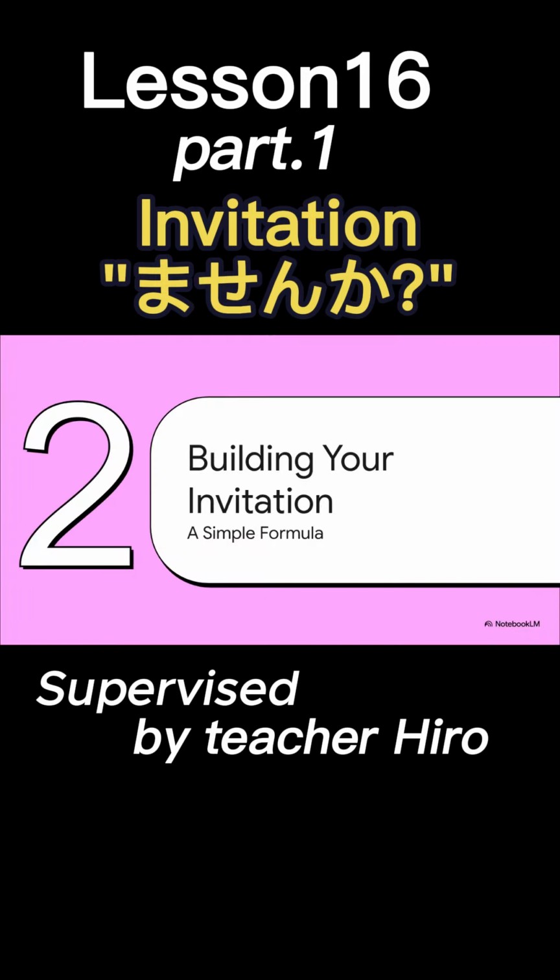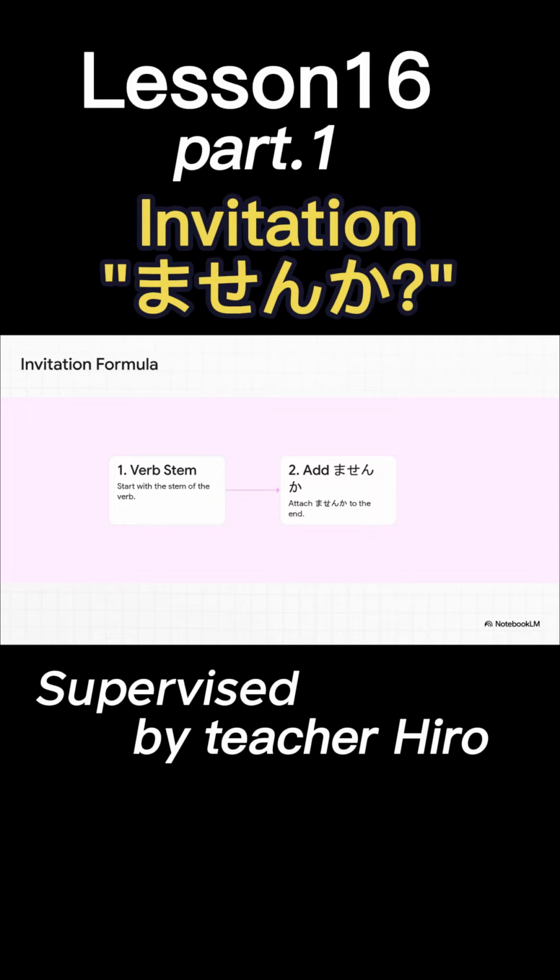All right, enough theory, let's get practical. Let's get our hands dirty and see how you can build these invitations for yourself. And you're going to see it's actually incredibly easy. And here it is. It's just a simple two-step formula. Seriously, that's it. First, you take the verb stem. That's the bit of the verb right before the masu. Then, step 2, you just attach masen ka right onto it. Easy as that. Let's see it in action.